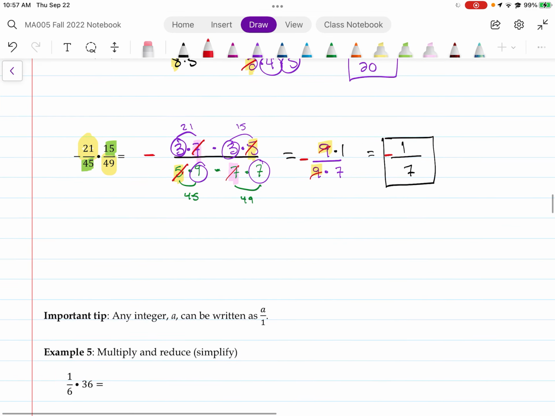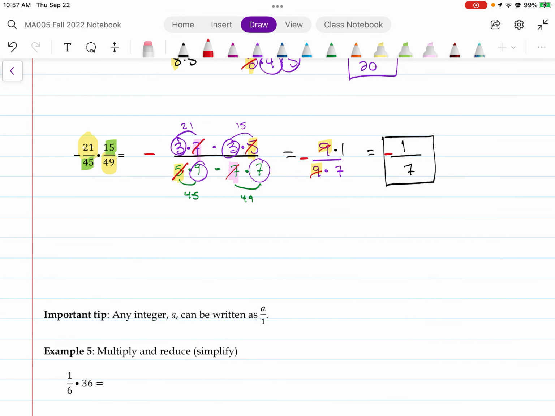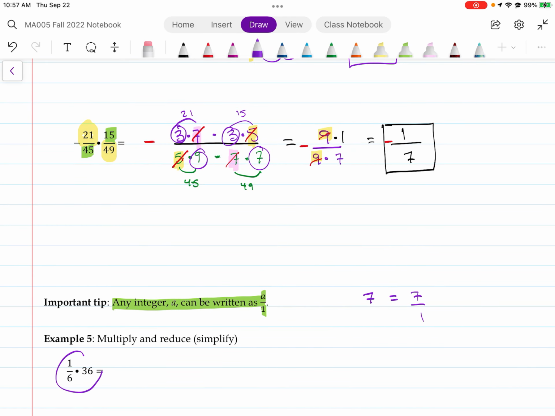All right, so an important tip here: any integer a can be written as a over 1. Okay, any integer. That means 7 is 7 over 1, 100 is 100 over 1. It doesn't matter what it is. So when you see something like this, it's easy to make mistakes unless you rewrite it. So I would really suggest rewriting this as 1/6 times 36 over 1.